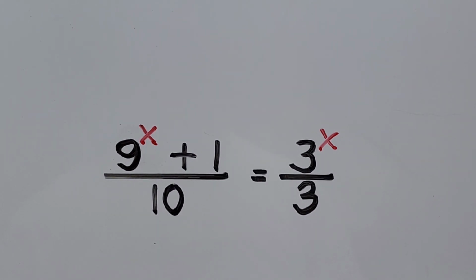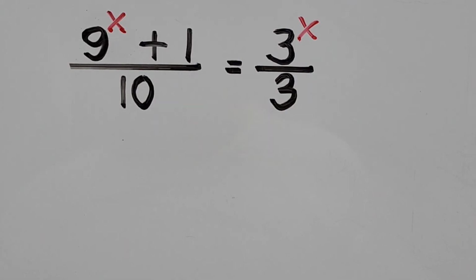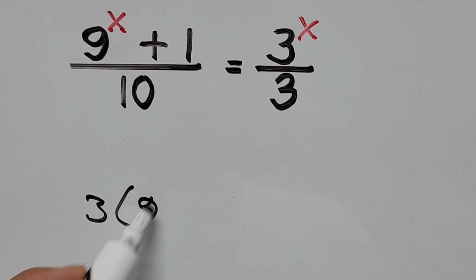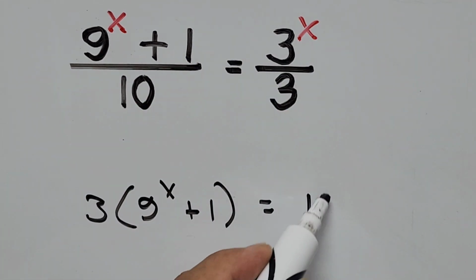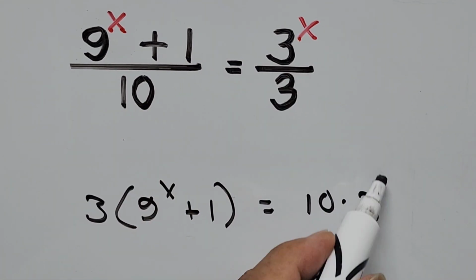Alright, and so first we're going to simplify the equation. Get rid of the denominators, right? Okay, so let's do that. So we cross multiply. That is 3 times 9 to the power of x plus 1 equals 10 times 3 to the power of x.